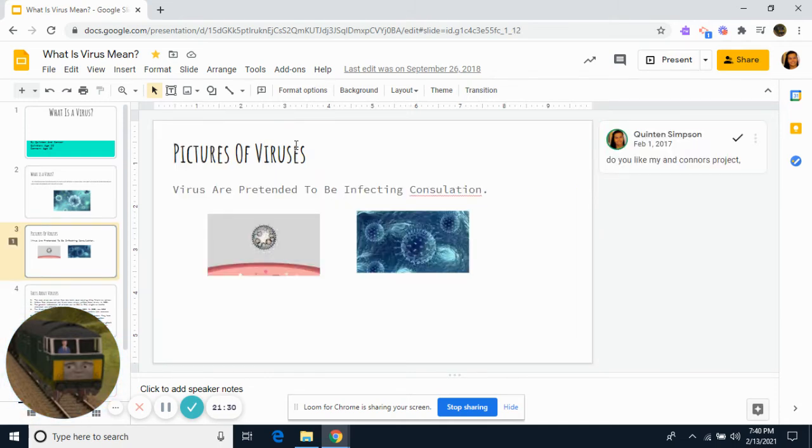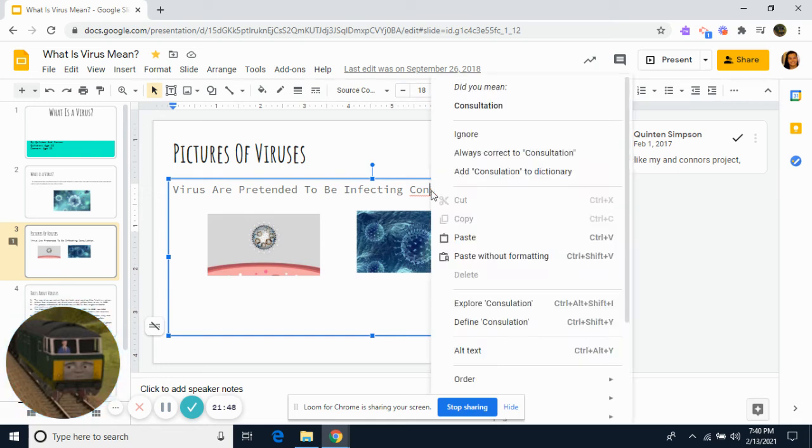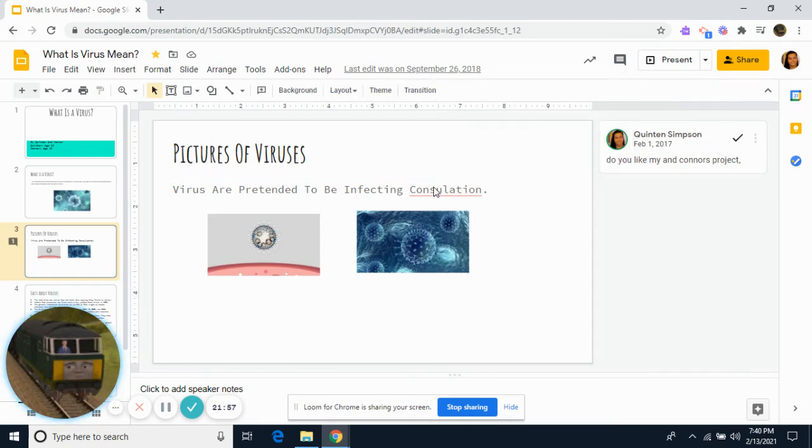Do you like my Encounters project? That's just my comment that I've done. So, pictures of viruses. Viruses are pretended to be infecting constellation. Okay, so this is not right, so I am going to have to fix that. I wasn't really good at pronouncing words like this one, for example, infecting consultation. This is pictures of viruses.